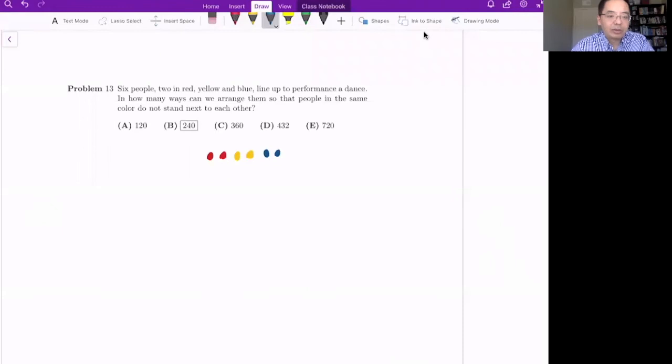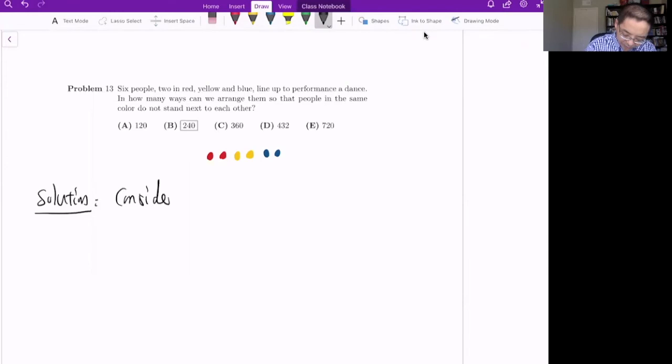Okay, now let's look at problem number 13. So problem number 13 says there are 6 people, 2 in red, 2 in blue, and 2 in yellow. We are looking for the number of all possible arrangements such that no 2 people in the same color stand next to each other. All right, so what we can do is we can consider the opposite case. So here I consider, so solution.